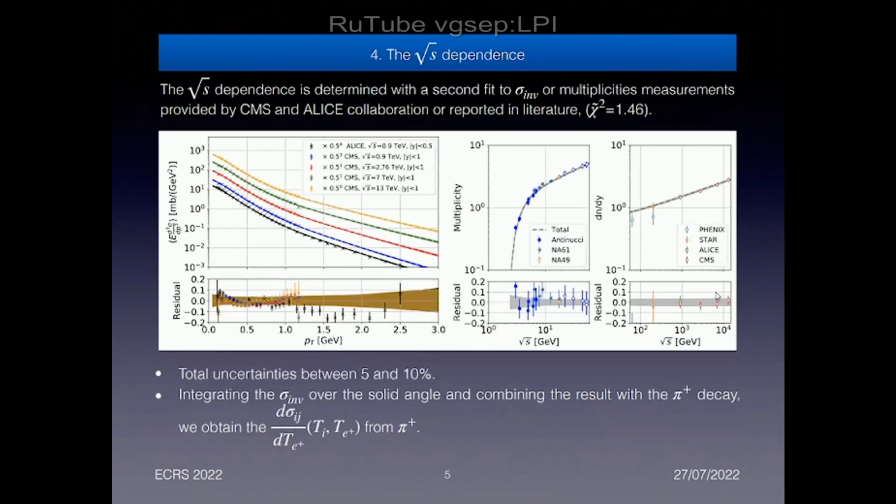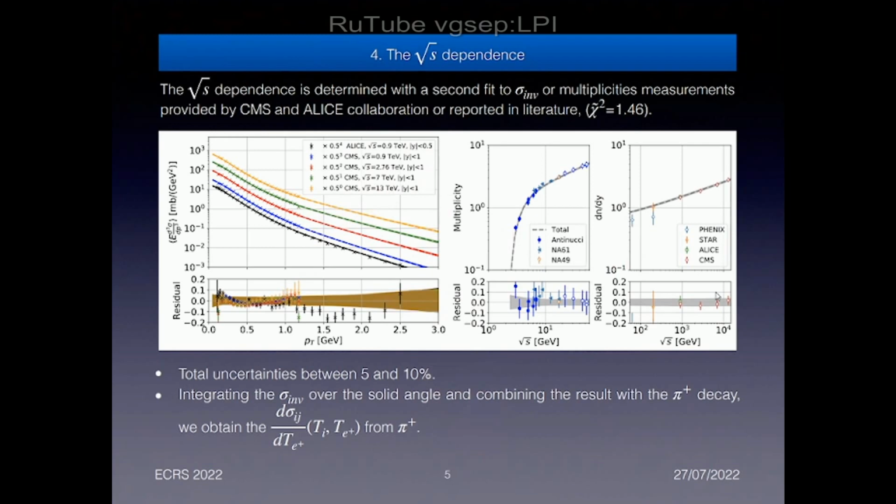Then we fit all the other parameters that encode the variation of our model with the center of mass energy of the interaction, performing a fit to the data provided by the CMS and ALICE collaborations at really high square root of s energies, combined together with the measurements of the multiplicity of production of the pi plus at small square root of s, in order to have a complete model from low to really high energies. We found total uncertainties between 5 and 10%.